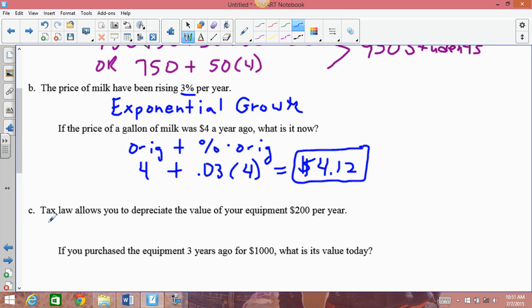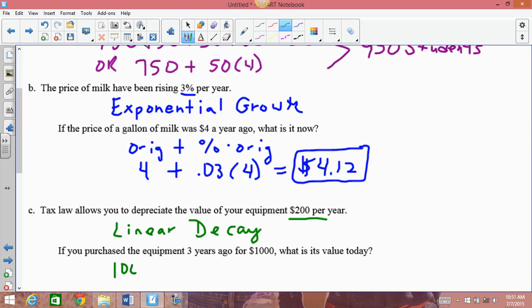So now looking at Part C, it says tax law allows you to depreciate the value of your equipment at $200 per year. Fixed amount, linear decay, because I am depreciating. You purchased the equipment 3 years ago for $1,000. What is its value today?